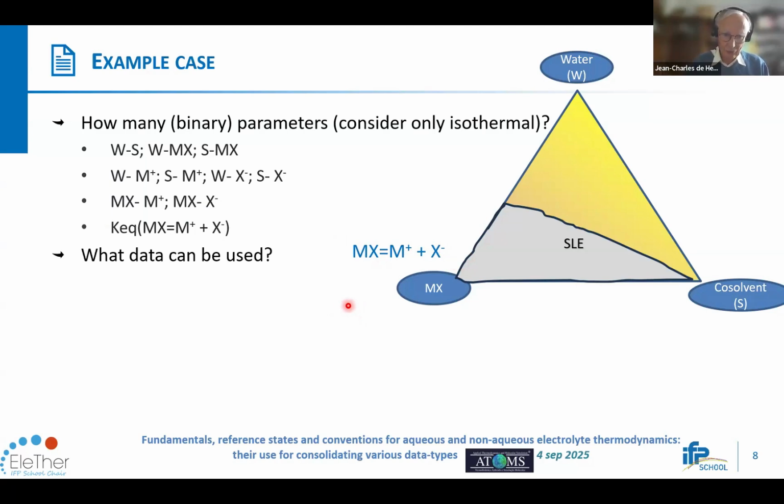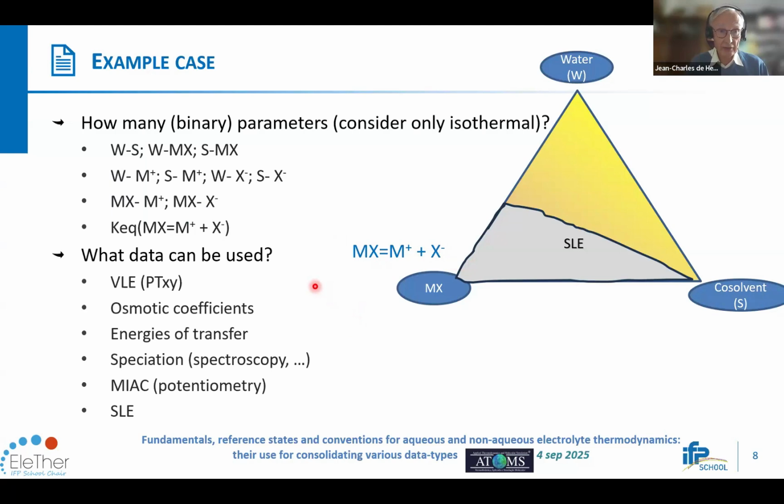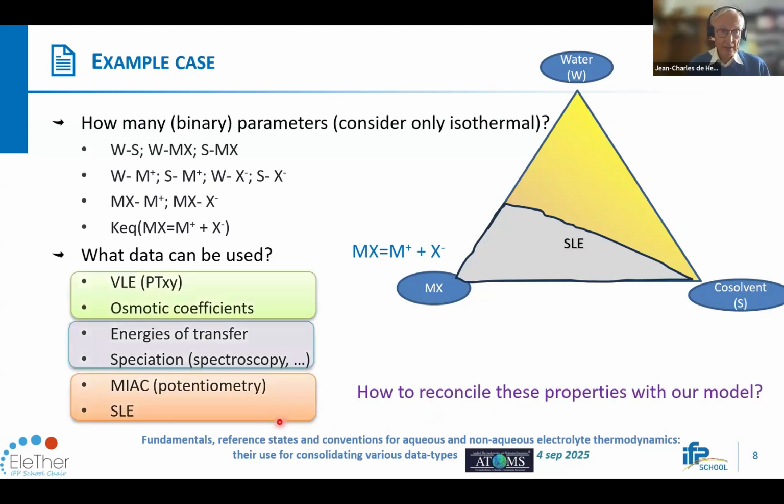Along with that, in order to set these parameters, we need data. And here again, we have also quite a lot of choices. We have VLE, osmotic coefficients, energies of transfer, speciation, but some of these we need to be able to interpret correctly in order to use them with our model. And this is really what I'd like to talk about today, is how to reconcile these properties with our model.